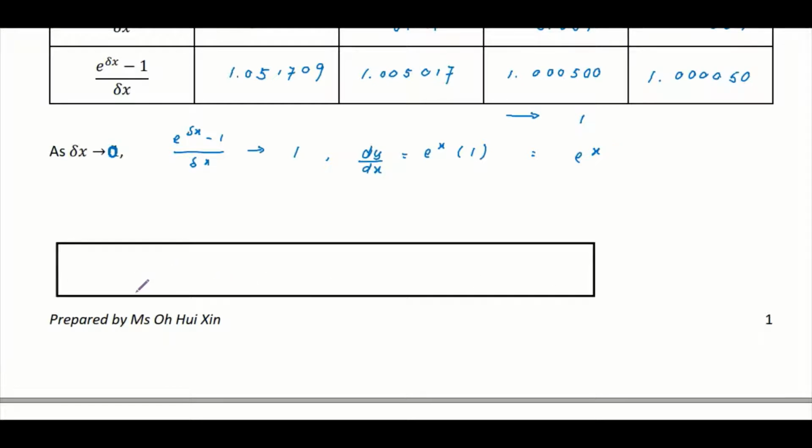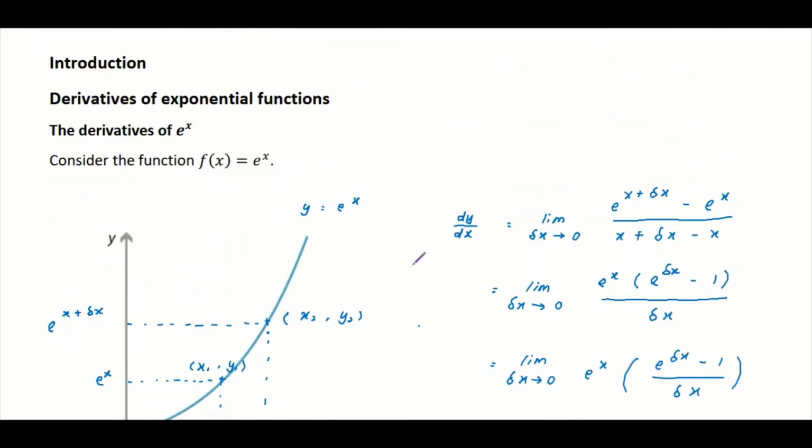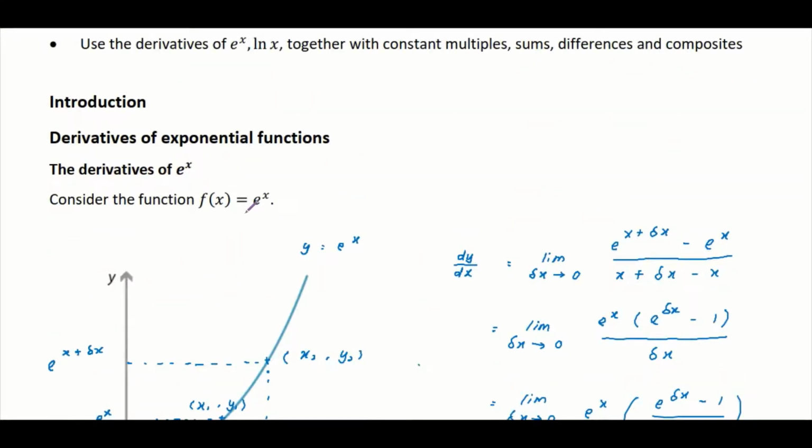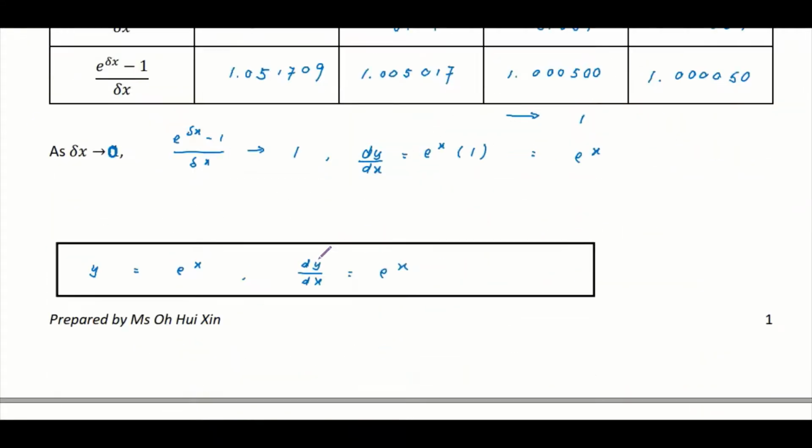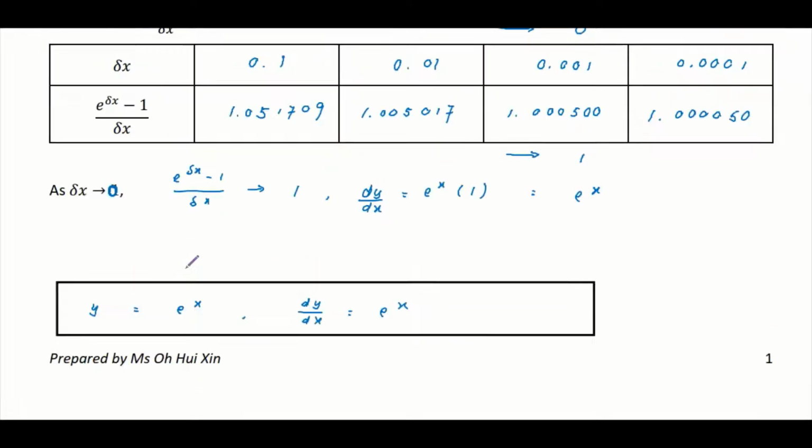Okay, so the first thing is when we have y equal to e to the power of x, the derivative will be equal to e to the power of x. Okay, so that's the first part for our derivative for e to the power of x. So there is no change when you try to differentiate it. Okay, so now we're looking into the second part.